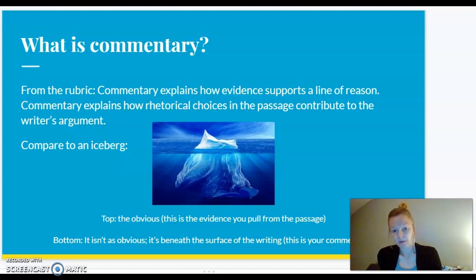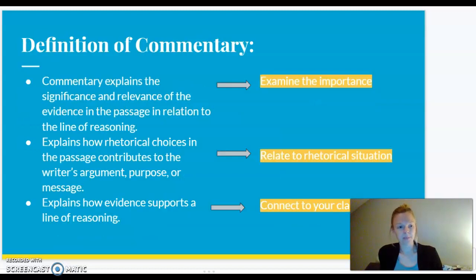The bottom of an iceberg is not quite as obvious. It's what's beneath the surface of the writing. You might have to do a little more exploration to figure it out, but this is your commentary. And the commentary is really important because it's where me, or your teachers, or the people evaluating are seeing what it is that you truly know about the choices the author was making.